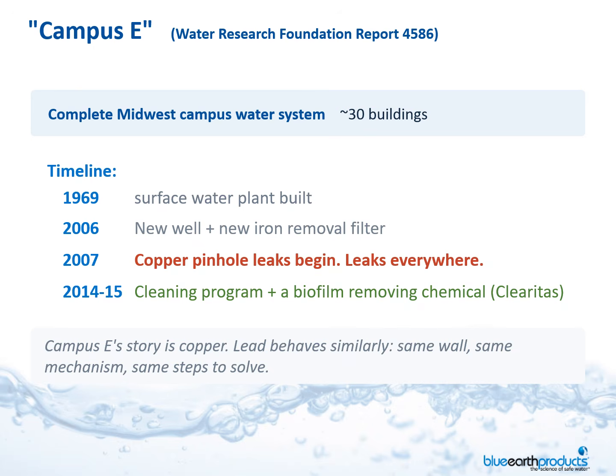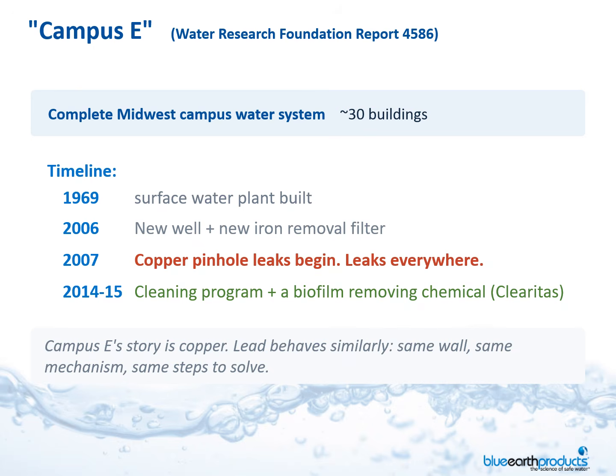All right, so in that Water Research Foundation study, there is Campus E, which actually has some of the cleanest water of all of the studies that we will look at. And the nice part about this particular campus is it's a full system. It has water treatment all the way which supply all the buildings, and it has a history where in 2006 they added a new well and an iron removal filter, and they ended up seeing leaks, pinhole leaks in their copper water piping all throughout the system.